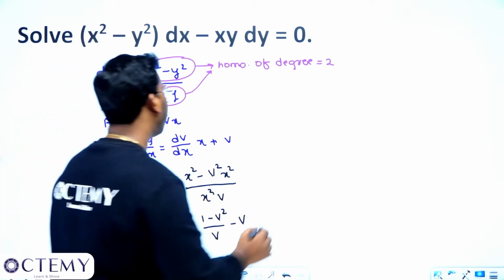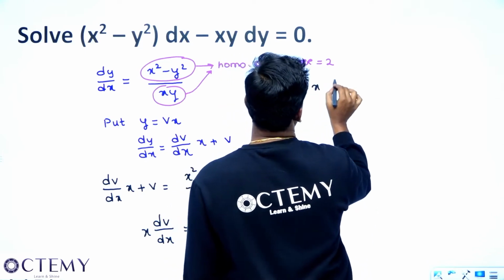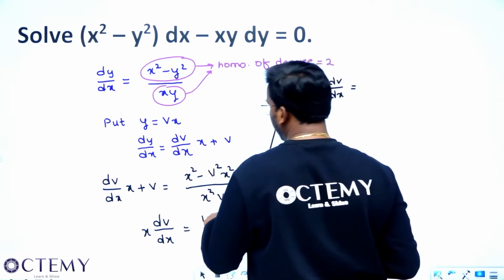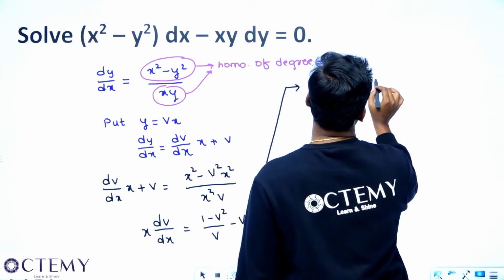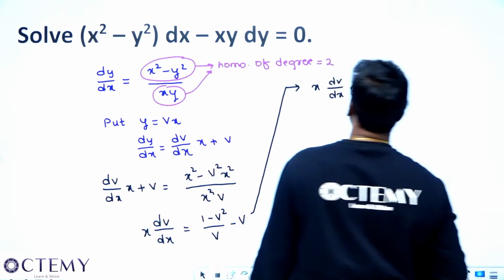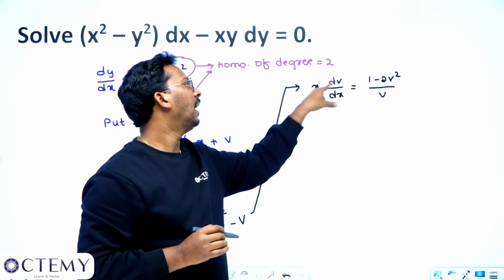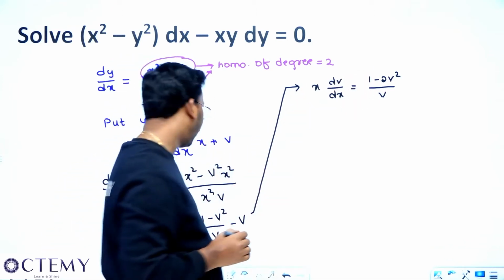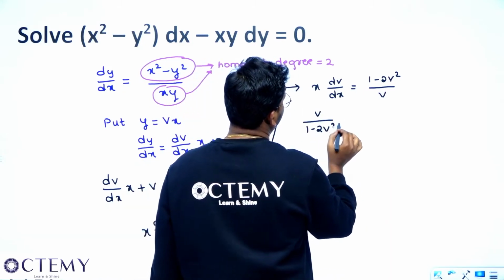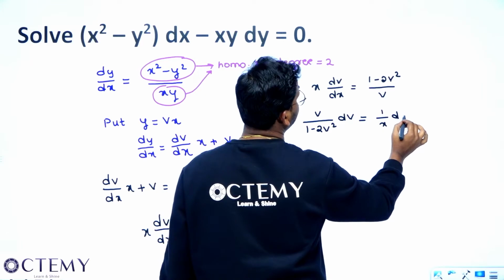So see, sir, what will this term come up to? It will come as x dv by dx is equal to, see, sir, this is 1 minus v square minus v square. So 1 minus 2v square divided by v. Now if you observe carefully, we can do variable separable form, because entirely this is a v function and you can get this here and you can take the x terms there, right? So see, sir, what will this become? This will become v by 1 minus 2v square dv is equal to 1 by x dx, right?